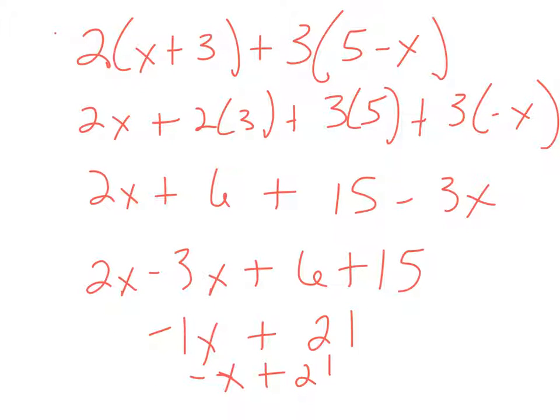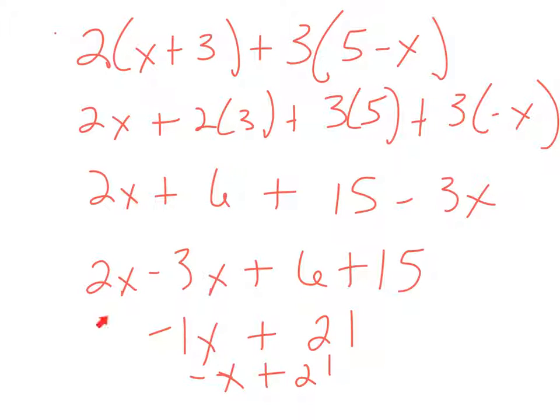So let's look at another example. 2 times x plus 3 times 5 minus x. I use the distributive property, and I have 2x plus 2 times 3 plus 3 times 5 plus 3 times negative x. I then can multiply out, so I would have 2x, 2 times 3 is 6, plus 3 times 5 is 15, plus 3 times negative x is going to leave me with negative 3x.